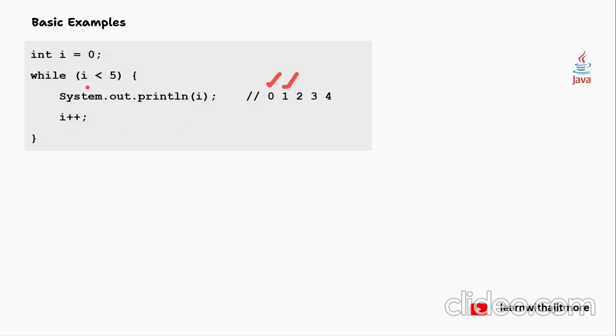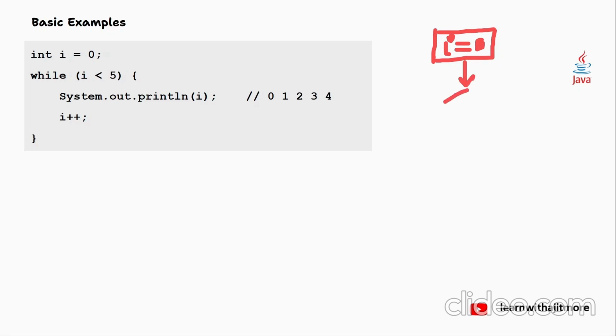2 less than 5. Yes. Print 2. Make it 3. 3 less than 5. Yes. Print 3. Make it 4. Is 4 less than 5? Yes. Print 4 and make it 5. And then, is 5 less than 5? No, the condition is false and the loop will stop. Getting it, guys? So, if you draw a flowchart for this, this is the initialization, I equal to 0.